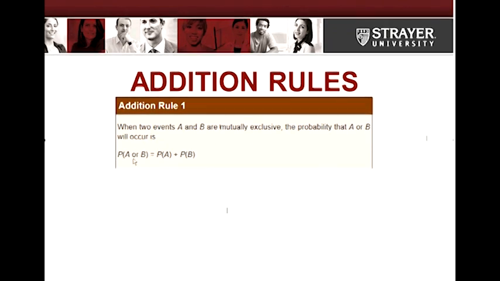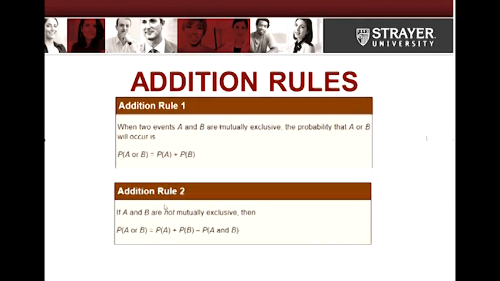So if your events are mutually exclusive, then your probability that either one or the other is to simply add the 2 individual probabilities together. Okay, the word or generally means plus. If A and B are not mutually exclusive, then you have to worry about the intersection of the 2 events. So in that case, it would be the probability of the first one plus the probability of the second one minus the overlap, because the overlap is going to get counted twice.